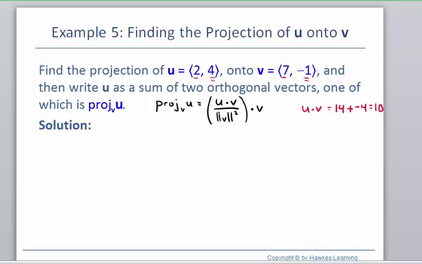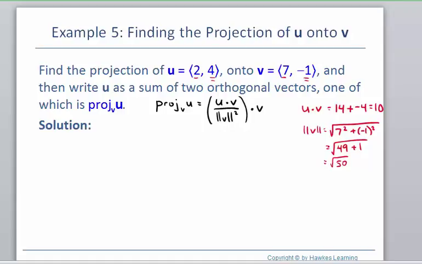Now let's find the magnitude of vector v, so we'll also have that to plug in. Again, remember, your magnitude is found by taking the square root of your first component squared plus your second component squared. So we'll have 7 squared plus negative 1 squared. 7 squared is going to be 49. Negative 1 squared is going to be positive 1. So we're looking at the square root of 50 for our magnitude.